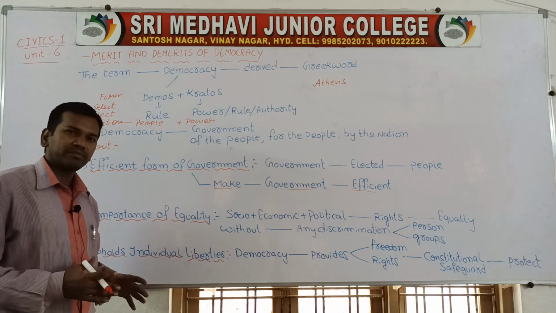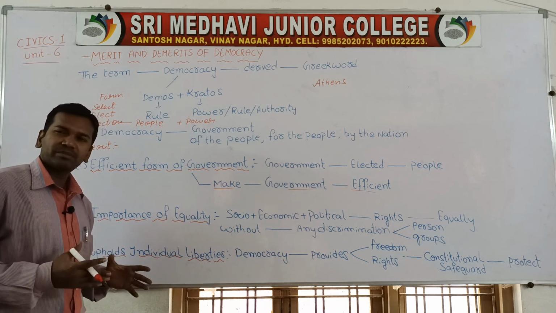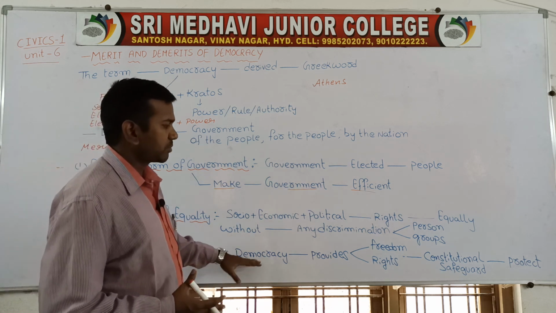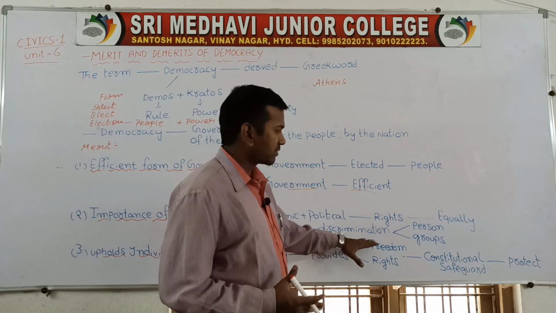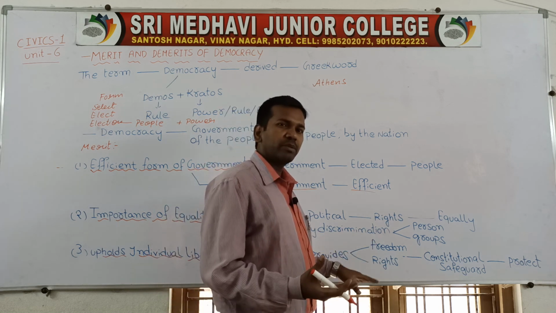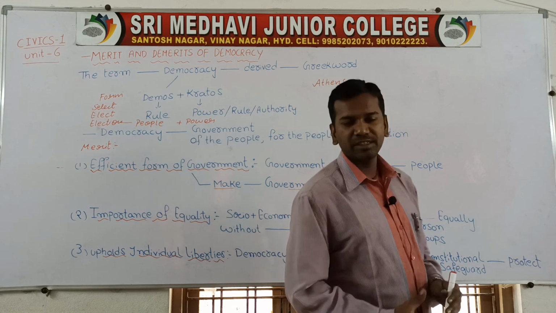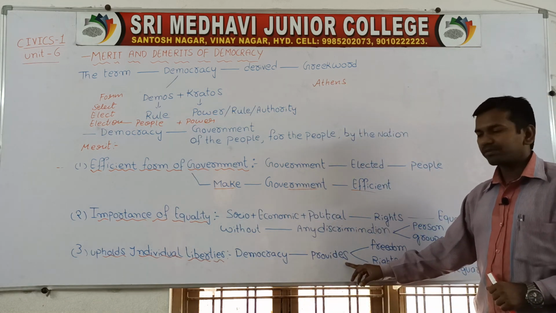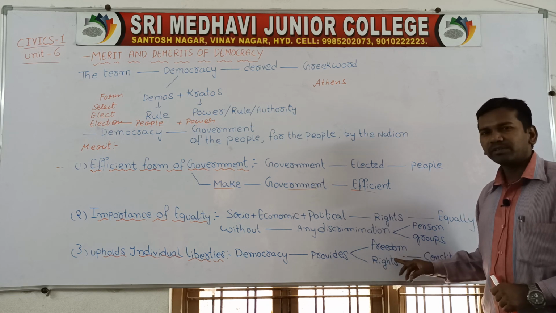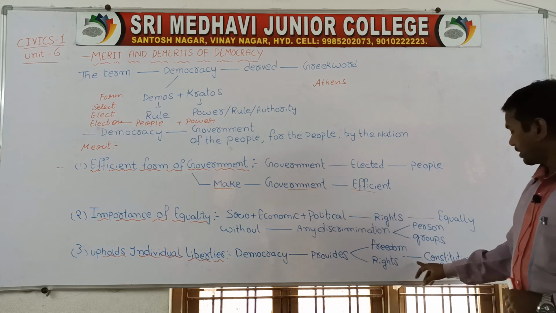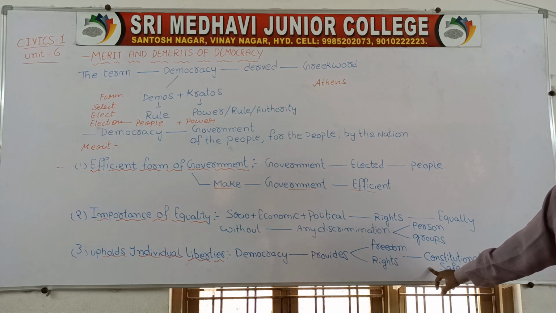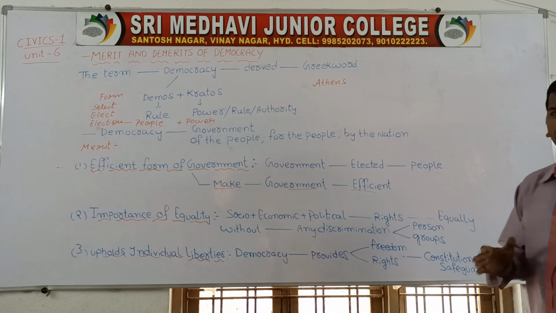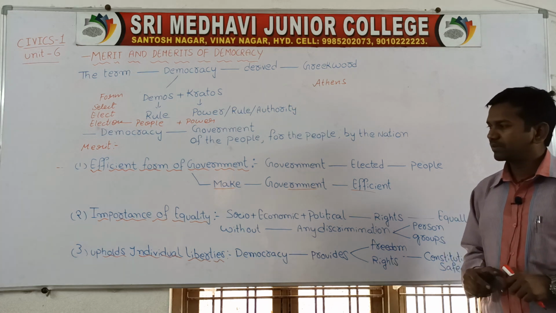Now we have seen uphold individual liberty. Democracy will protect the freedom of the individual. How? Democracy will provide freedom as well as rights to all the people, in the form of fundamental rights and human rights. Sometimes the democratic government is also responsible for safeguarding the constitution, and they will protect the rights of the constitution. So that's why this is very important.